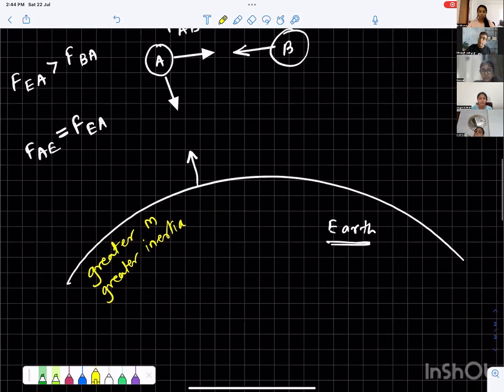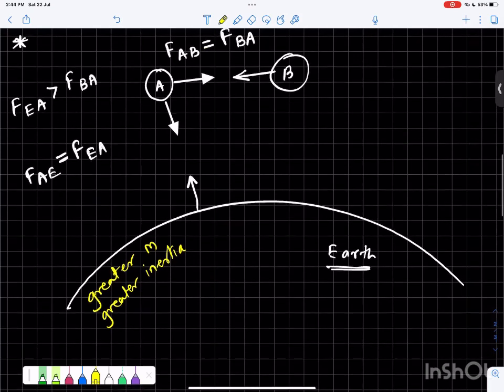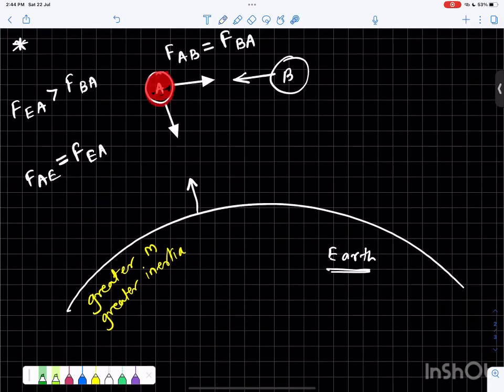Now let's say that A is some object. This is hypothetical. Let's say A is an object whose mass is much greater than the mass of Earth. Then what will happen? How will the objects move? Earth will go to A, and B will also go to A. Everything will go around or go to A.